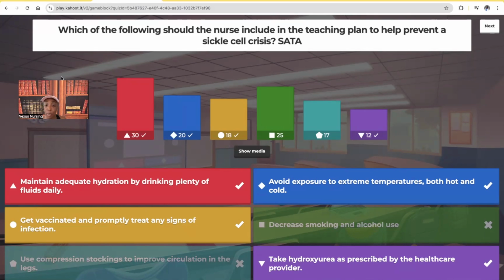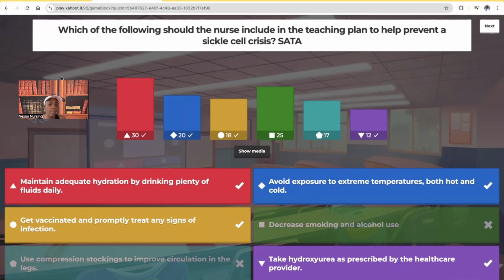Next, avoid exposure to extreme temperatures, both hot and cold. Absolutely. Hot makes sense because you're going to sweat, you can be dehydrated. But what about cold? Yes, that's an extreme as well. These type of patients need to stay away from high altitudes. They can't go skiing. Skiing is not for them. They're going to mess around and go into sickle cell crisis.